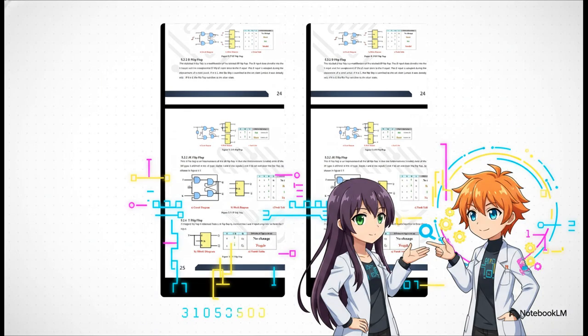Okay, so if the D flip-flop is the reliable workhorse, the JK is the clever problem solver. It looked at the SR's invalid state and said, hey, I can make that useful. When both the J and K inputs are 1, the flip-flop doesn't crash. It toggles. It just flips its output to the exact opposite of whatever it was before. This one little trick makes it incredibly powerful for stuff like building counters.